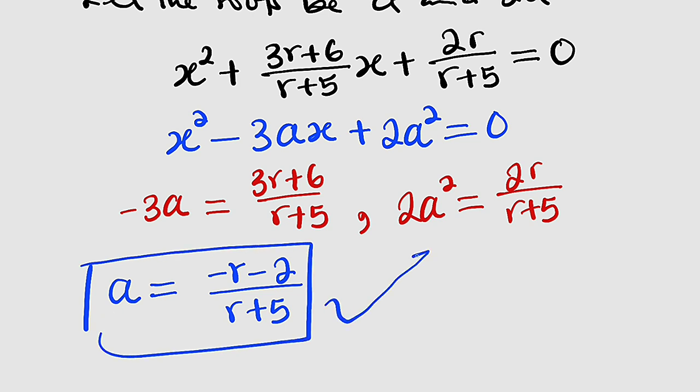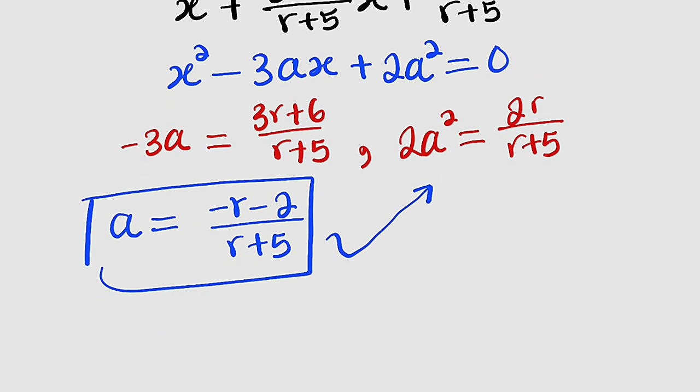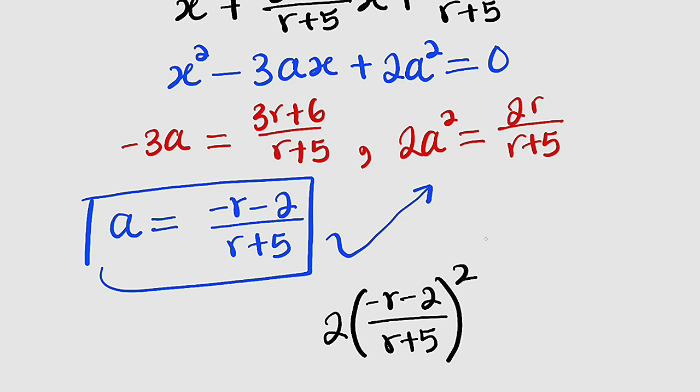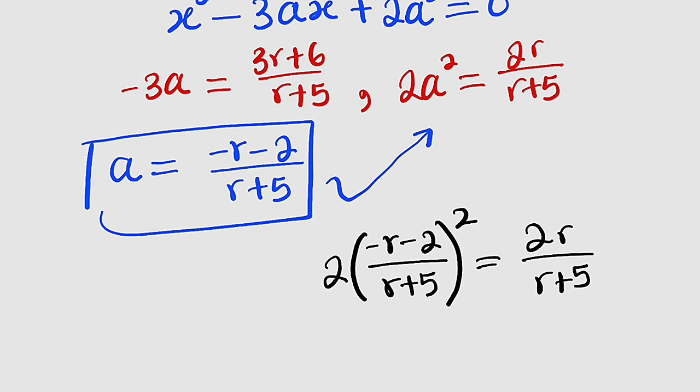Now let us take it and plug it into the second equation. Wherever we have a, that will be replaced with this expression. So from that equation, we have 2 multiplied by a, but a is the whole of this: (negative r minus 2) divided by (r + 5), everything squared because this a is squared. And this is equal to 2r divided by r + 5. So this is where we're going to solve for r.